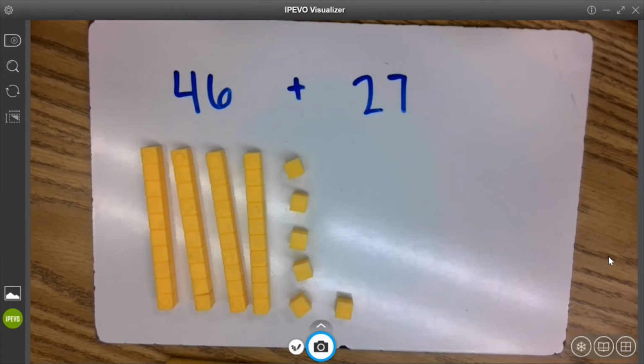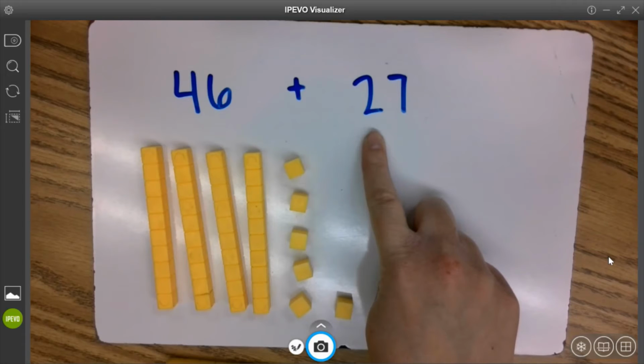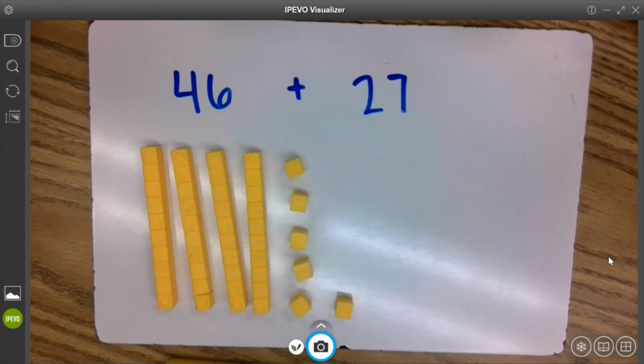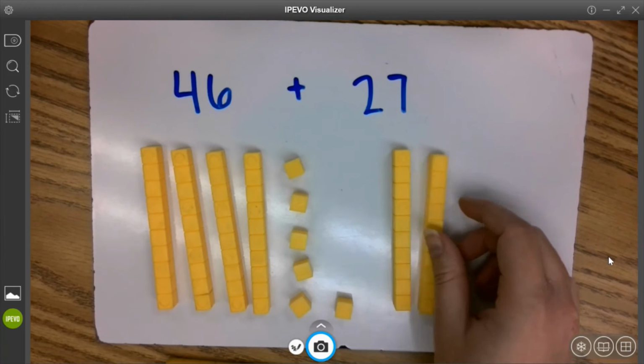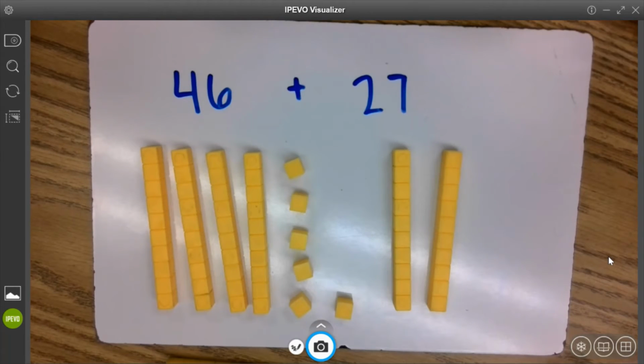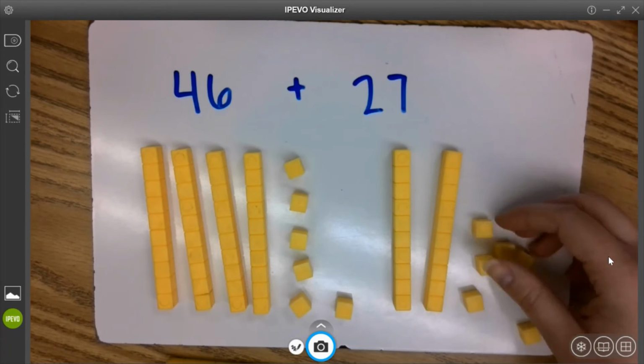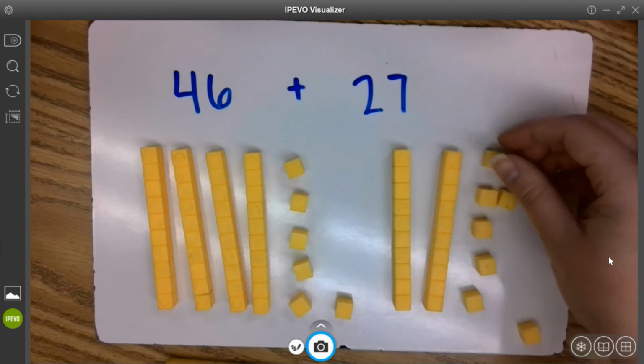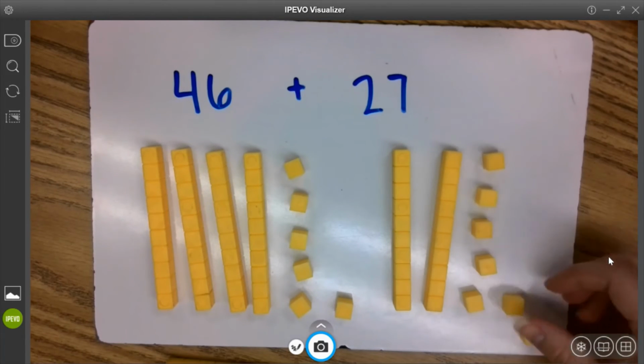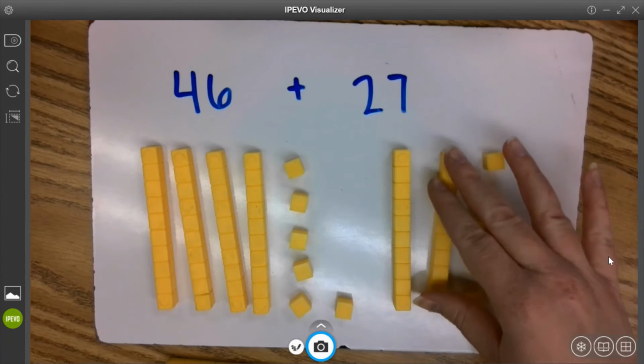Plus 27. What does 27 mean? 2 groups of 10 and 7 ones. There's my 2 groups of 10 and there we have 7 ones.